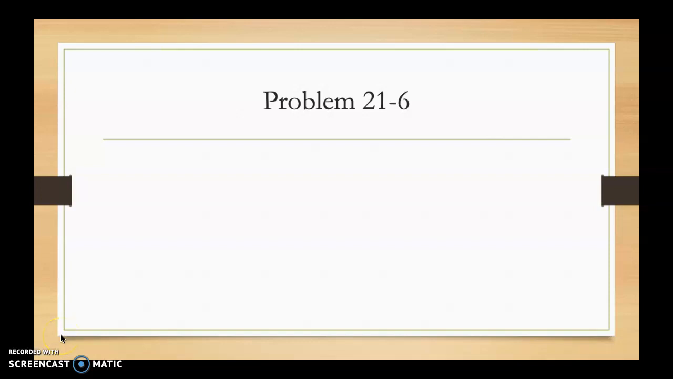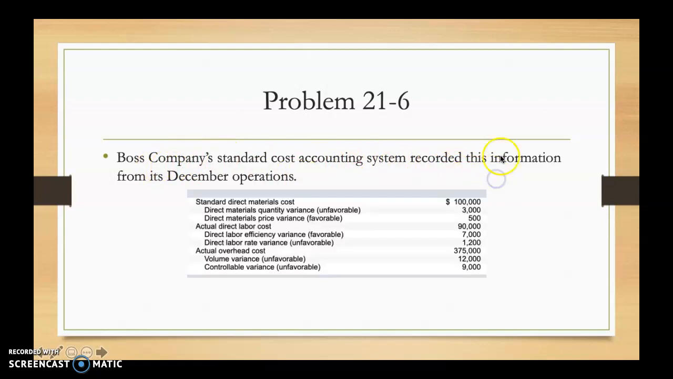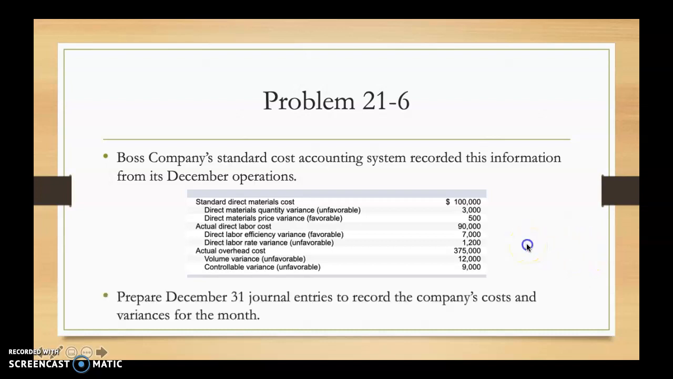In this video, I will be going over problem 21.6, which is the last post assignment for chapter 21. So the problem starts off by saying Boss Company's standard cost accounting system recorded this information from its December operations. And you could see it gives us about 6 variances, as well as the standard direct materials cost, actual direct labor cost, and actual overhead rate.